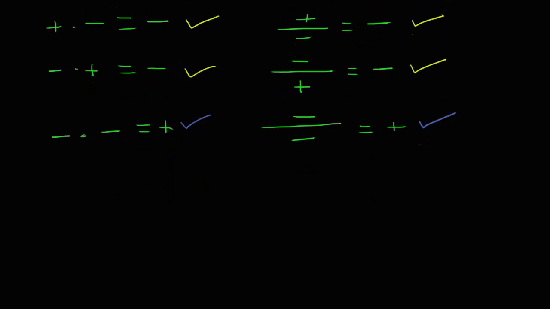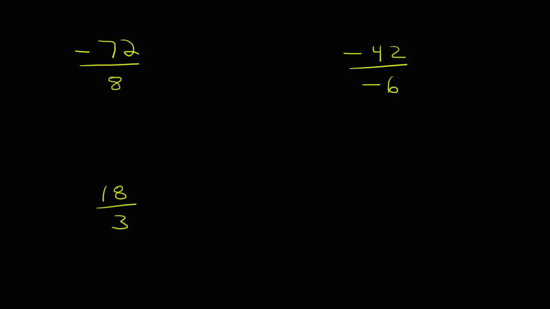So this allows us to do several different problems. Let's take a look at negative 72 divided by 8. Let's take a look at negative 42 divided by negative 6. Let's take a look at 18 divided by 3. And let's take a look at 24 divided by negative 2.